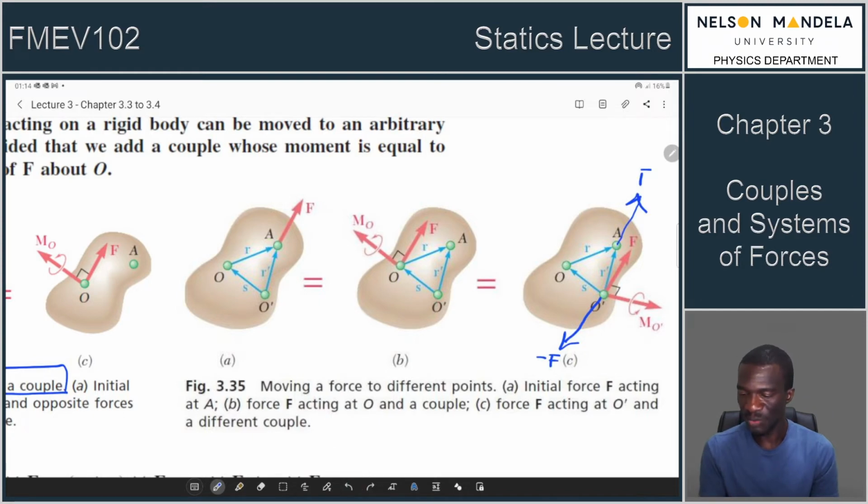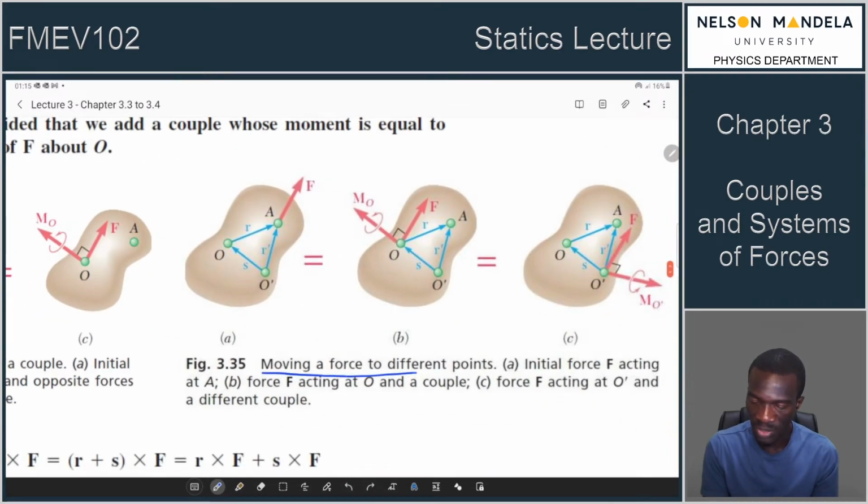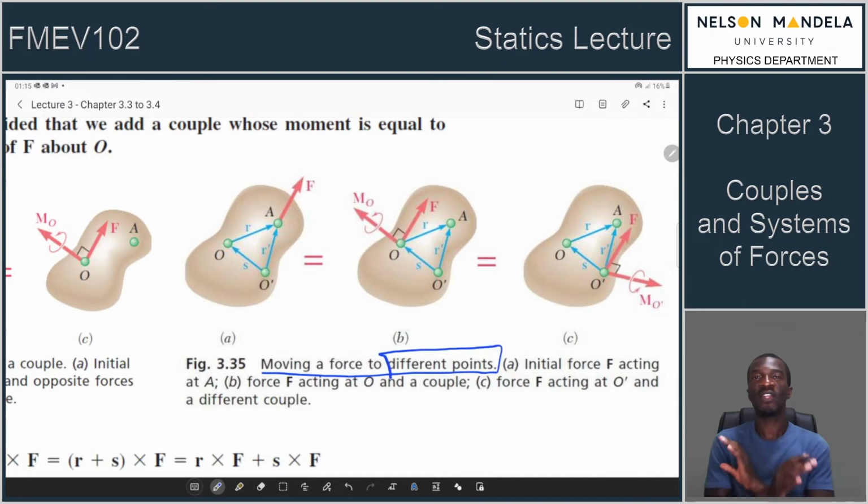So as you can see, we've got a pull by the minus F and a push by the F. Then we have that rotation direction. So in the end, you can move a force to different points, as long as when you have moved the force to that point, you should remember to create a force that counteracts the action of the new force at that point. Then it forms a couple with the original force.